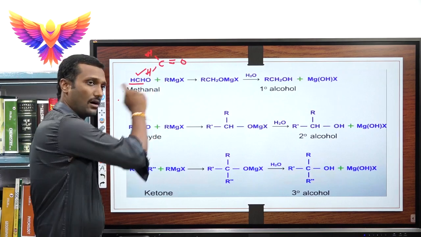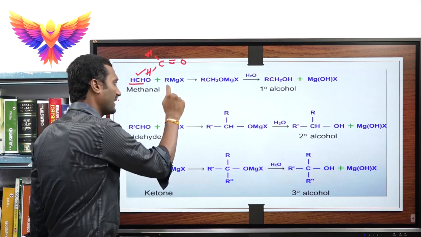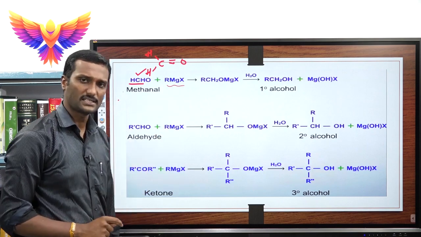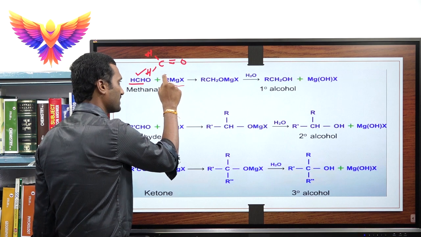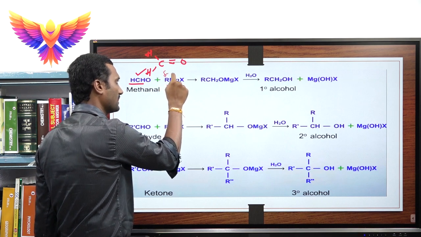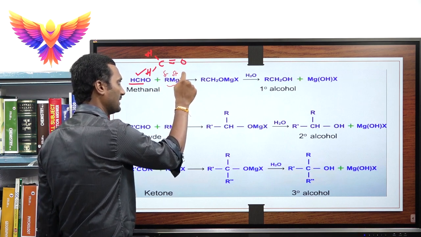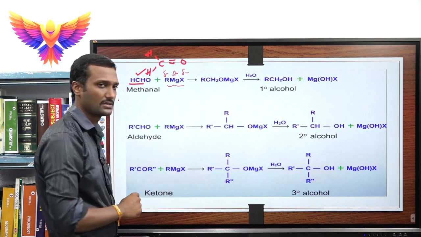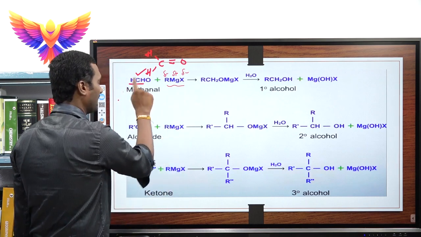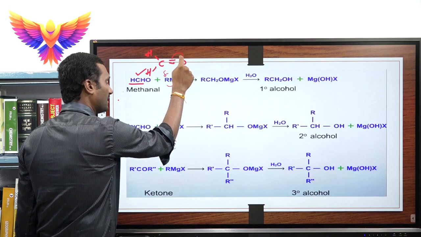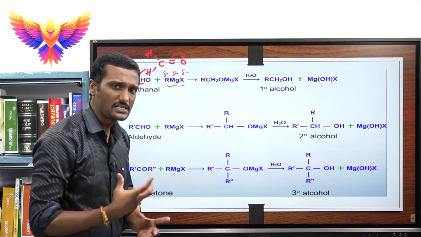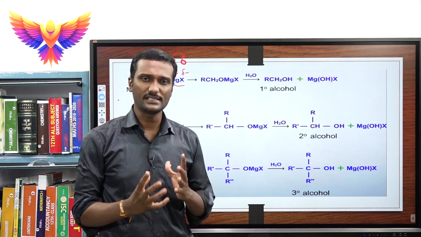When this aldehyde, this methanal, reacts with a Grignard reagent RMgX, we know there is a charge separation. Here there is a partial negative charge, here a partial positive charge, and here again a partial negative charge. When this methanal undergoes a resonance structure, because it is neutral, right?